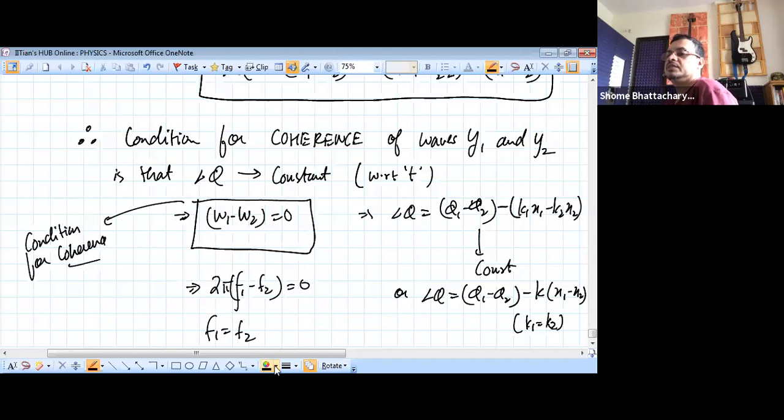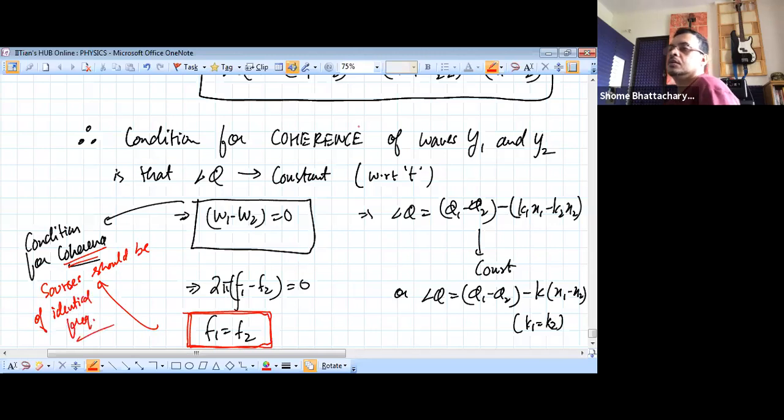So this is one very critical thing to understand. Two mechanical waves will be coherent when they are superimposing at a point when their sources are of identical frequency. The condition for coherence is that the sources should be of identical frequency. Okay, just note down this point first.